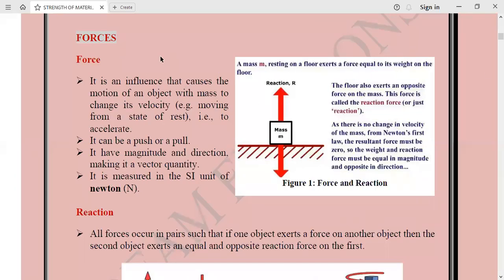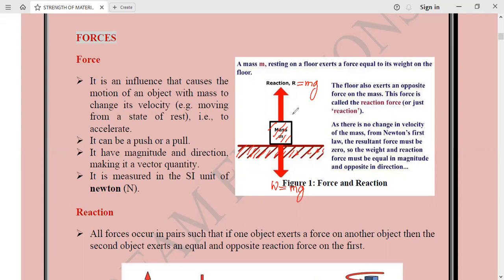Here in this diagram, you see a body of mass m resting on a surface. The body will have a weight, and that weight will be equal to mg. Due to its weight, the body will experience a reaction. The reaction will be opposite to the direction of the weight itself, and the magnitude of the reaction will be equal to the magnitude of the force. So the reaction R will be equal to mg.